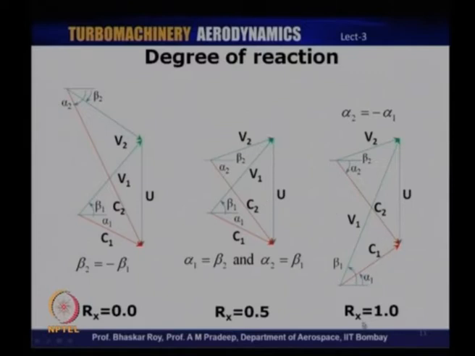And the third case is when degree of reaction is 1, we have alpha 2 is equal to minus alpha 1, and here the entire diffusion takes place in the rotor, which is because you can see that there is a tremendous change in the relative velocity from V1 to V2. So, the entire diffusion is restricted to the rotor in this case. So, these are three different cases of degree of reaction, possible values which the degree of reaction can take during a particular design exercise.